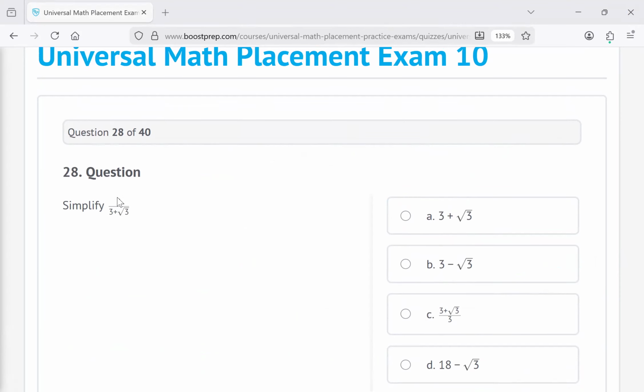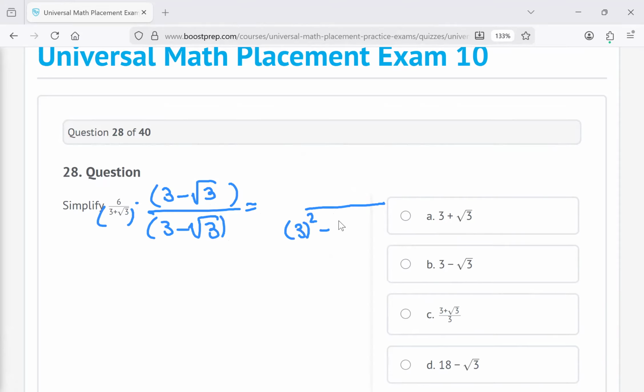Simplify. So we have 6 over 3 plus radical 3. What you want to do is get rid of the radical 3. So you're going to multiply top and bottom by the conjugate, which is 3 minus radical 3. Both sides, right? And then on the bottom, 3 plus radical 3 times 3 minus radical 3 is a difference of squares. So it's really 3 squared minus radical 3 squared. That gives you 9 minus 3, so 9 minus 3 is 6.